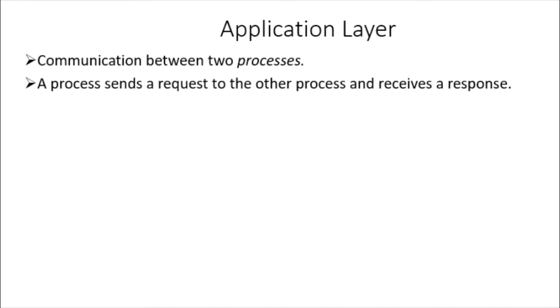The last layer is the application layer. Communication at the application layer is between two processes, that is, the two programs running at this layer. To communicate, a process sends a request to another process and receives a response. Process-to-process communication is the duty of the application layer.